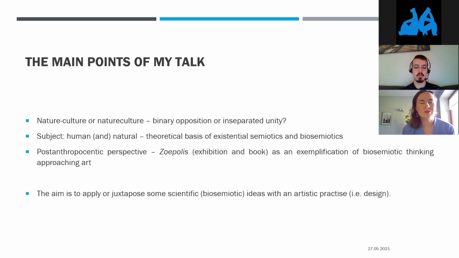Here are the main points of my talk I would like to go through if I have a suitable amount of time. First of all, very briefly, I would like to say something about nature-culture relations. Are they a binary opposition or a separated unity? Then I would like to move to the issue of a subject, the human and natural, and the word "and" is here in brackets. As you will see in a few minutes, it is not so simple a question to say that we can talk about human and natural as two opposite types of subject.